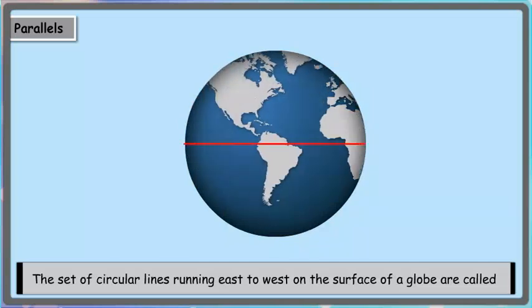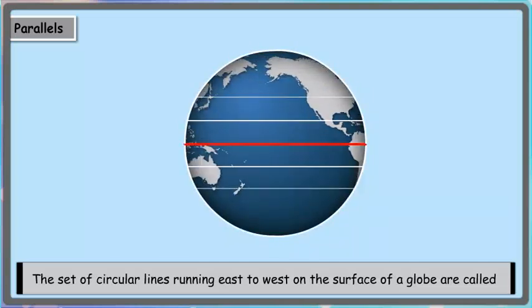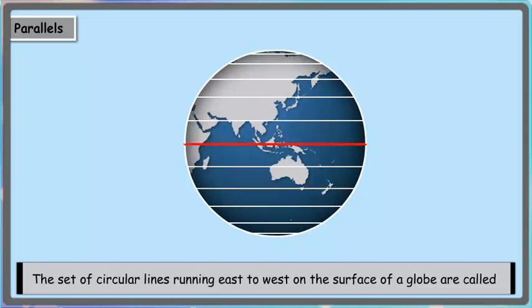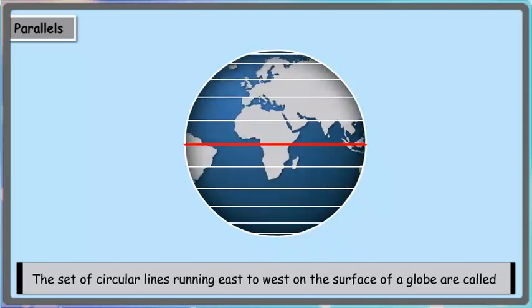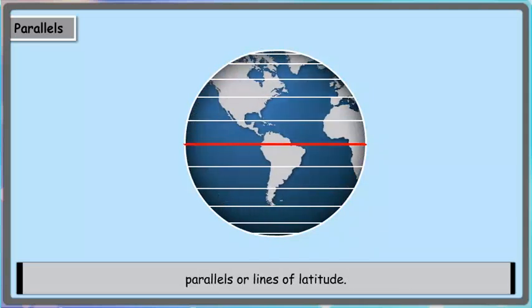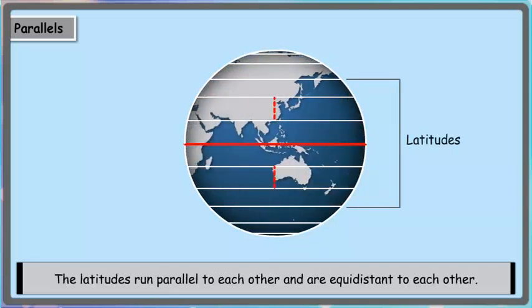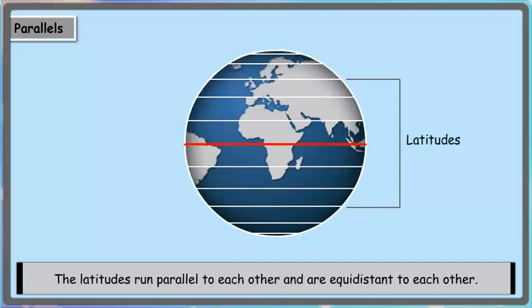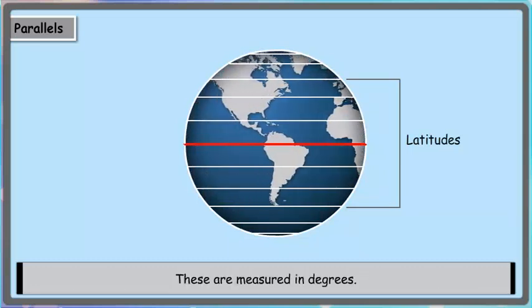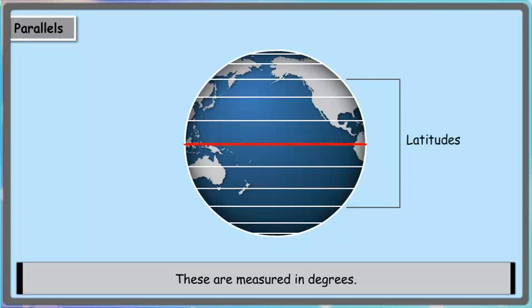Parallels. The set of circular lines running east to west on the surface of a globe are called parallels or lines of latitude. The latitudes run parallel to each other and are equidistant to each other. These are measured in degrees.